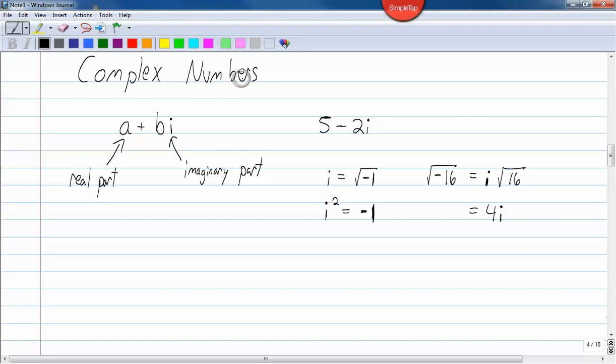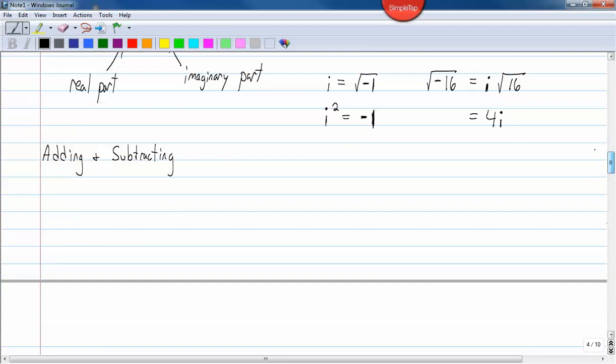Now, complex numbers have a real part and an imaginary part. And it's always written as the real part first, and then plus, or maybe minus, the imaginary part. As far as adding and subtracting complex numbers goes, it's basically the same as adding and subtracting variables and constants, like we have done in previous sections.